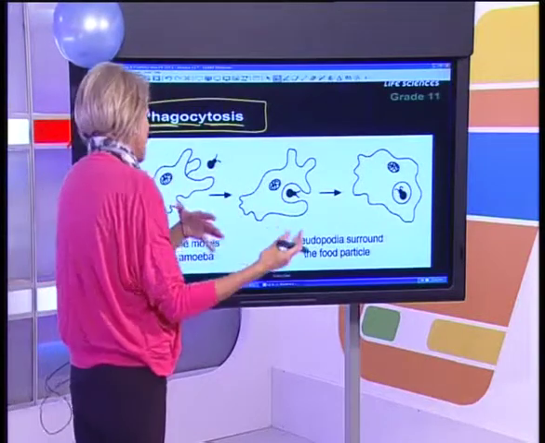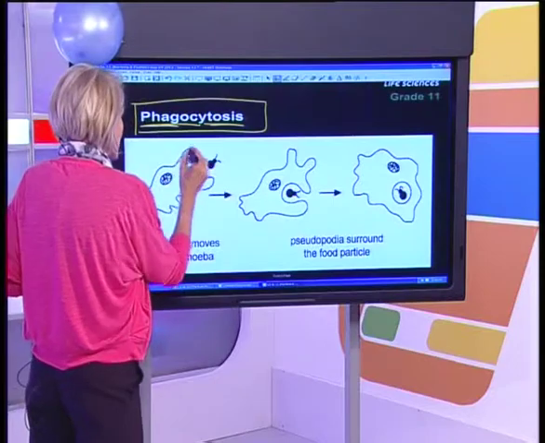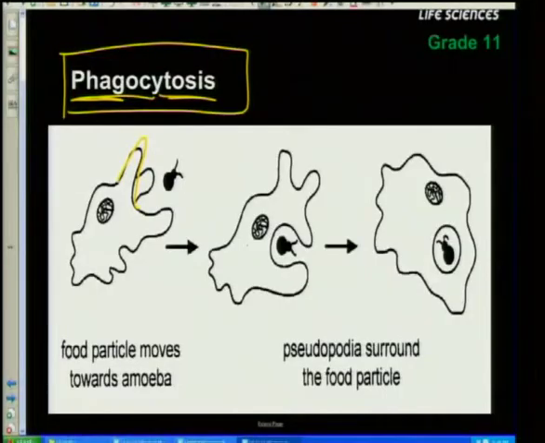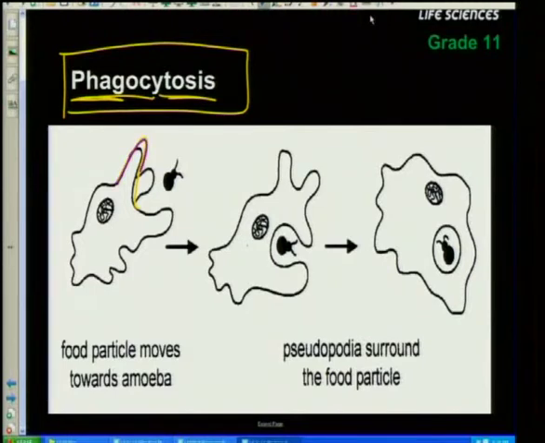Cytosis, cytoplasm, and it moves around the food particle. Let me just get a color that you'll see here. These little things now come around here to try and grab this food particle, because there's your food that it's going to eat, organism. All right, there are the pseudopodia. And they'll come around and surround the little food particle till eventually it's inside.